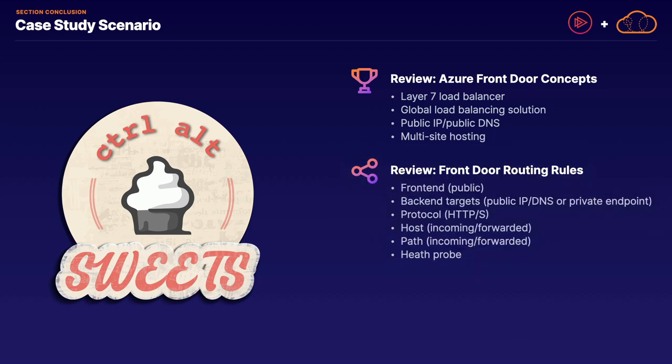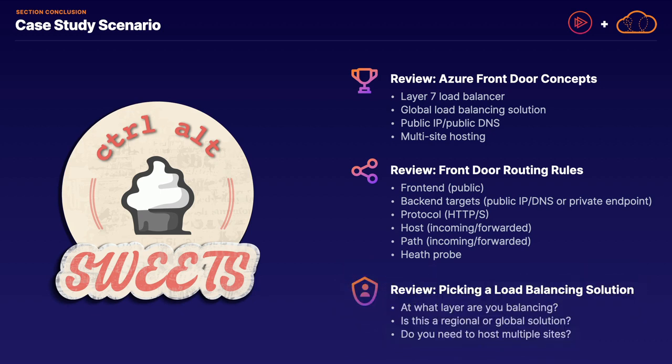And what we're talking about is all of those components that are tied together via those routing rules, like the front end, the back end targets, right? Those origin groups and origins, and those can be those public IPs, DNS, or private endpoints. As we saw, it could be an application gateway in our demonstration, the protocol for incoming traffic and forwarded traffic, the host we're listening for, the path we're listening for, and the health probe, and all that's tied in on that routing rule.